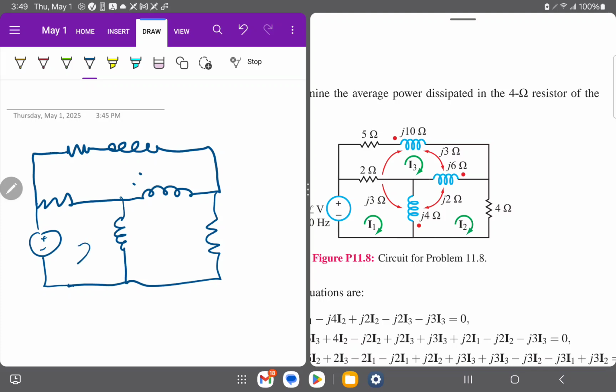So we'll use the ones that they have here, I1, I2, and I3. And I'll do the top loop. I'll do the KVL for the top loop. And we have a dot here, and we have a dot here, and we have a dot here. So what we're going to do is go around the top loop in the direction that we drew the current, and write all of the voltage drops based on what we see here.